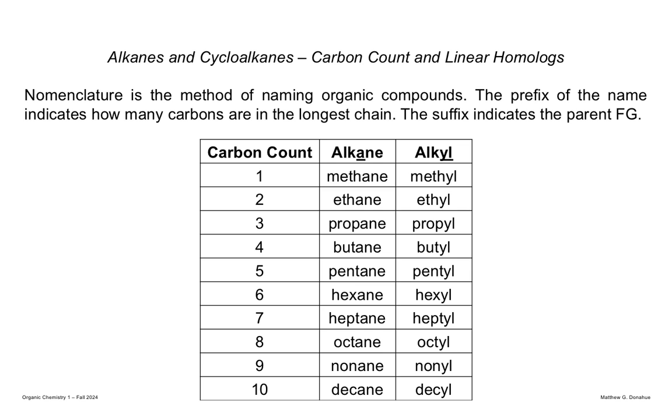The difference now in naming substituents is if you look at this ANE ending, as my grade school teacher would say, you fire the ANE and you hire the YL. So you take the prefix of the name, you drop the ANE, and you put a YL, and that makes a substituent. So methane becomes methyl. Ethane becomes ethyl, so on and so forth.